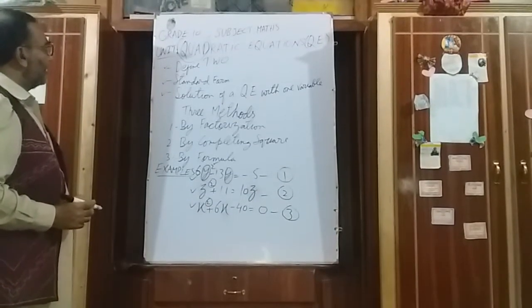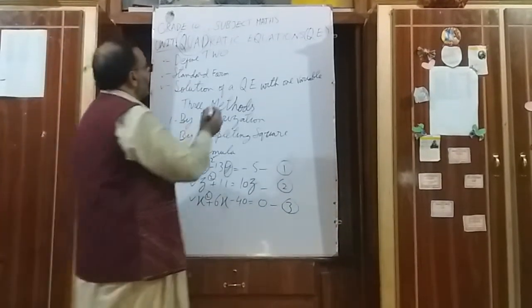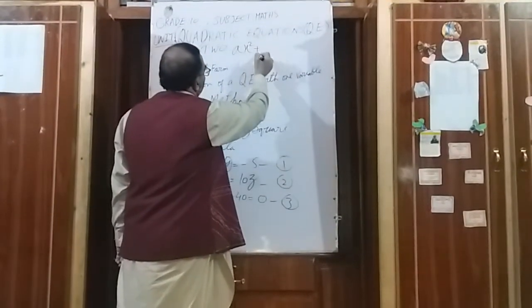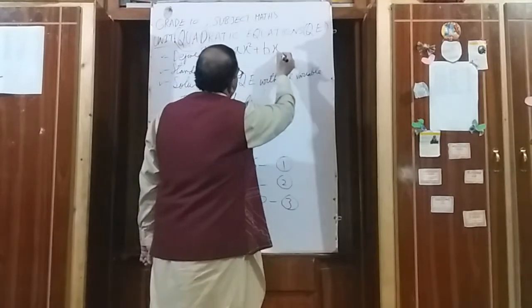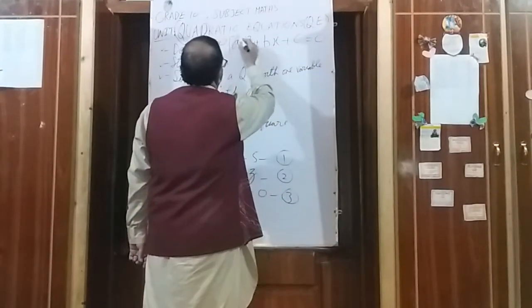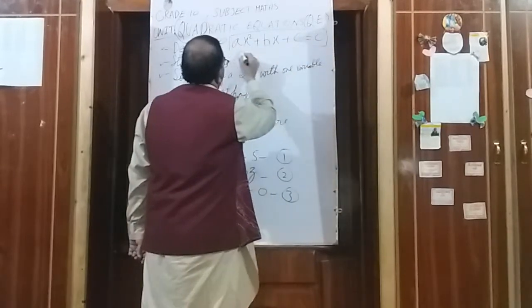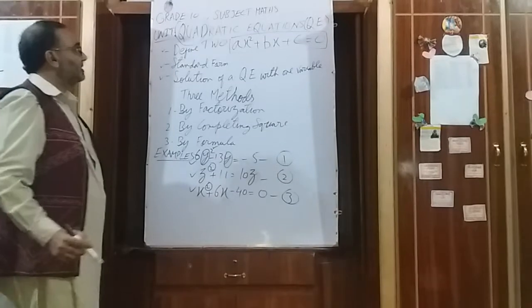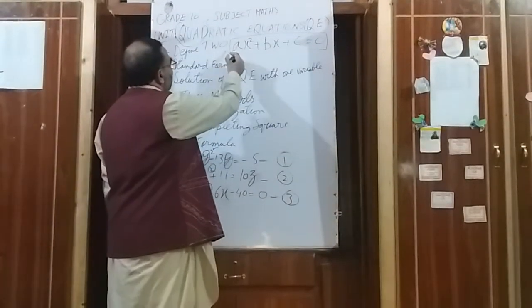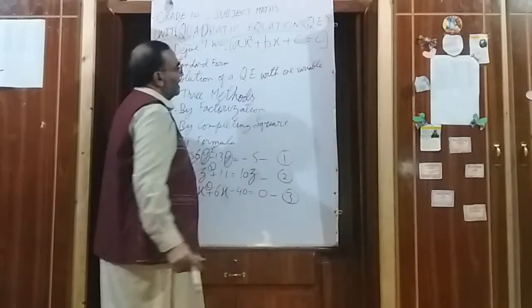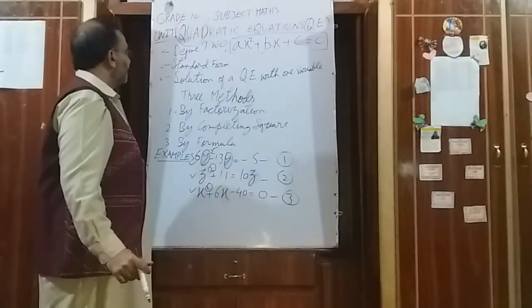And now we will write its standard form. Its standard form is ax square plus bx plus c is equal to 0. This is the standard form of quadratic equation. And this is the quadratic equation with variable x, and a, b, c are the constants of this equation.